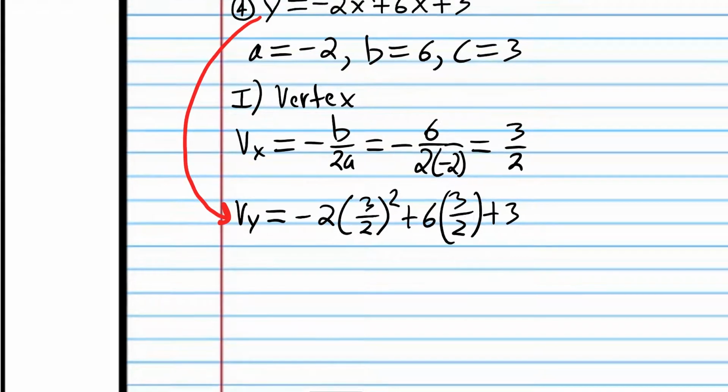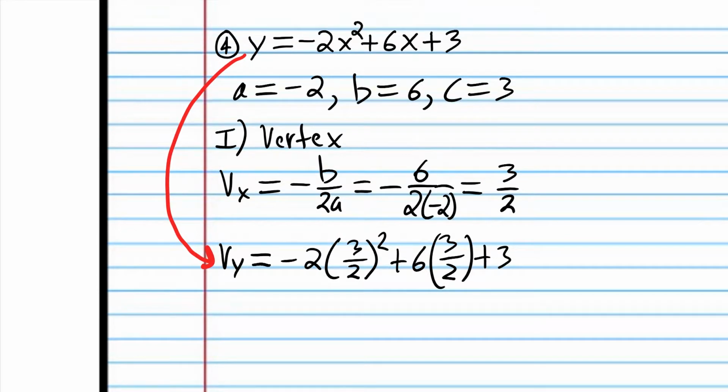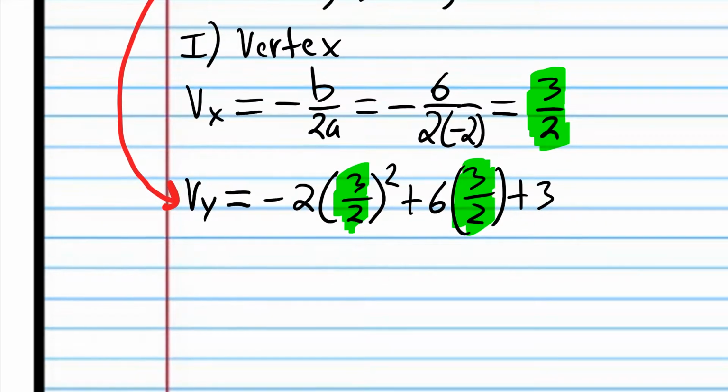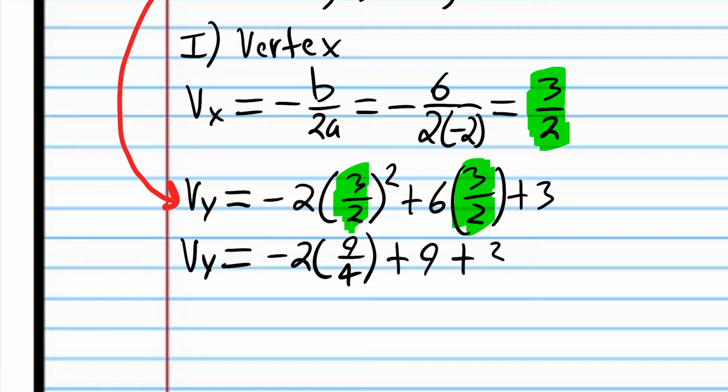Now, if you're thinking to yourself, that's going to be a lot of work, you're right. It is going to be a lot of work. Sometimes you have to deal with a lot of tedious mathematics. It's just something that you're going to have to deal with. So 3/2 squared, that's just going to be 9/4. And then 6 times 3/2, that's just going to be 9.